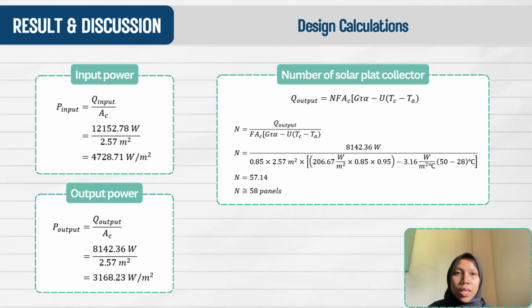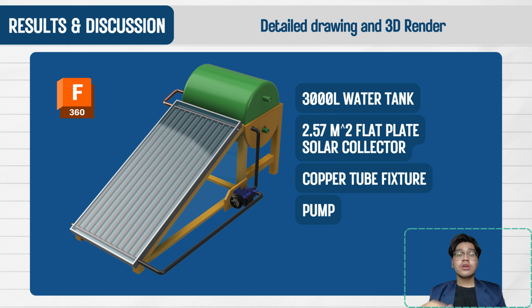And aside from that, to optimize the heat absorbed in the solar water heating system, we need to calculate the number of solar plate collectors required, which is obtained as 58 panels in total.